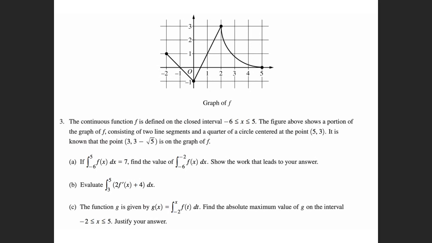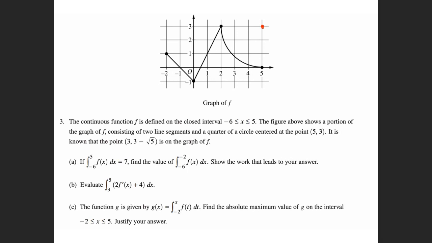It says a continuous function f is defined on the closed interval between negative 6 and 5. The figure above shows a portion of the graph of f consisting of 2 line segments and a quarter of a circle with center at point (5, 3). And so (5, 3) is the center of the circle here, right there. Okay, and then it says it is known that the point (3, minus square root of 5) is on the graph. If the integral from negative 6 to 5 is equal to 7, find the value of the integral from negative 6 to negative 2.